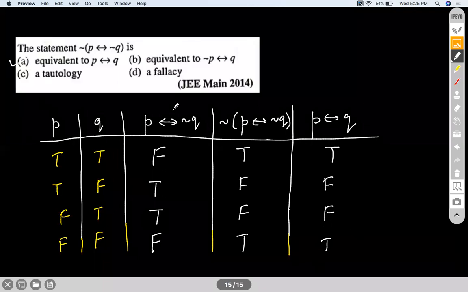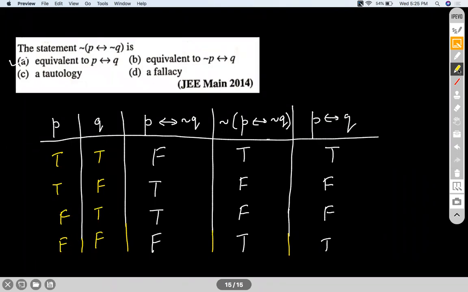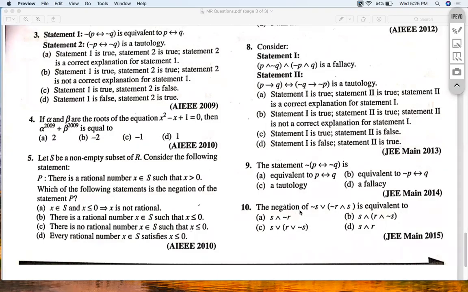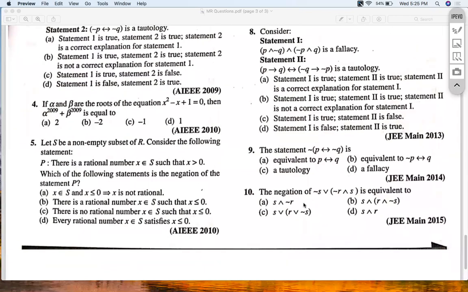Yes, sir. Ideally, I should have made all of them, but you know, first option, I just tried it out and it was matching. A is the correct option. So tautology, fallacy, you can remove them, because there's only one thing, right? One time it will be false. Better not take the risk, but sure. Last one: negation of this guy is equivalent to.